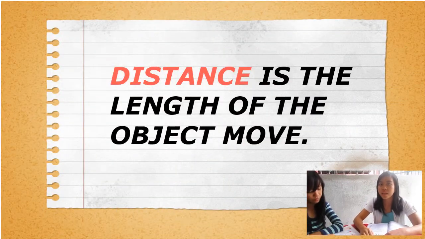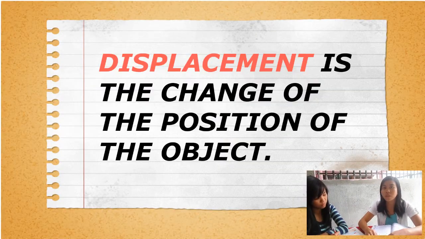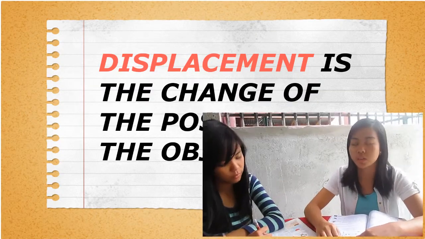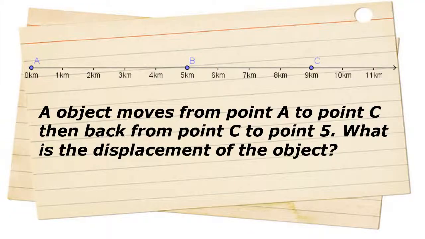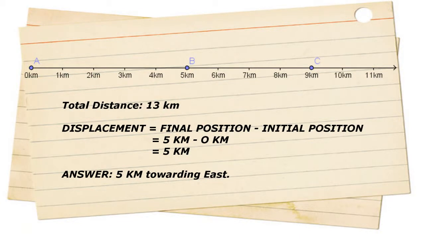Distance is the length of the path an object moved, while displacement of an object refers to the change of position. To be clear, let's have an example. An object moves from point A to point C, then back from point C to point B. The total distance covered by the object is 13 km. And in order to get the displacement, we can use the formula: displacement equals final position minus initial position.